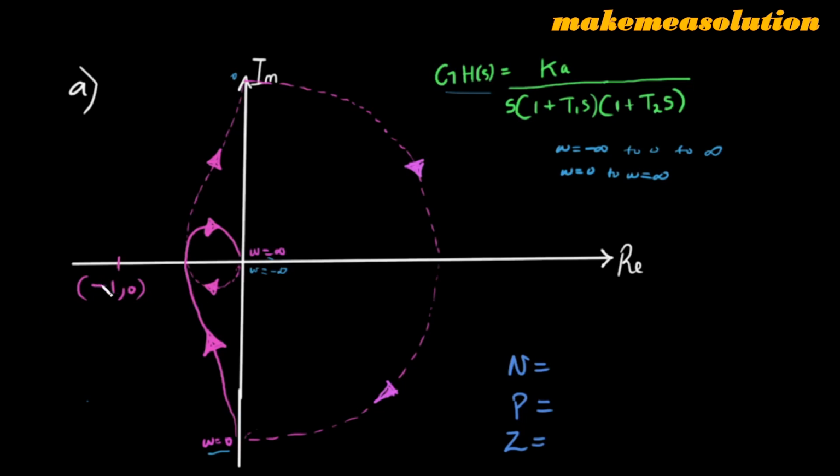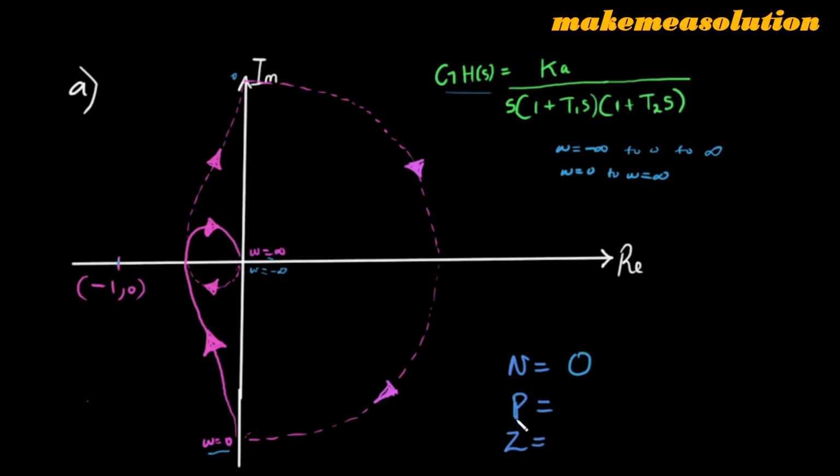Now, assuming this point is -1, 0, okay, this is the critical point that we are interested in. We now want to study the stability of this system using Nyquist criteria. So what is the value of n? Remember, n is the number of encirclements of this point. I'll now ask myself, how many times does this locus encircle this point? There is no encirclement, so n is equal to 0 in this case.